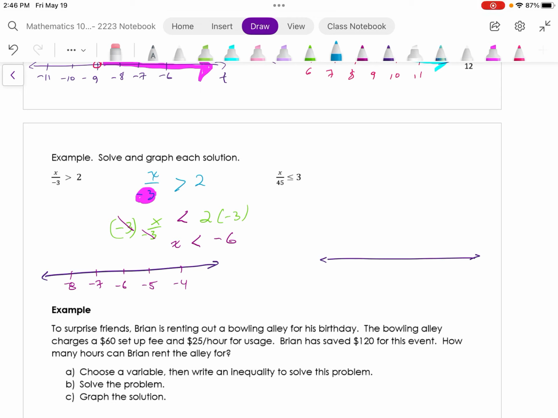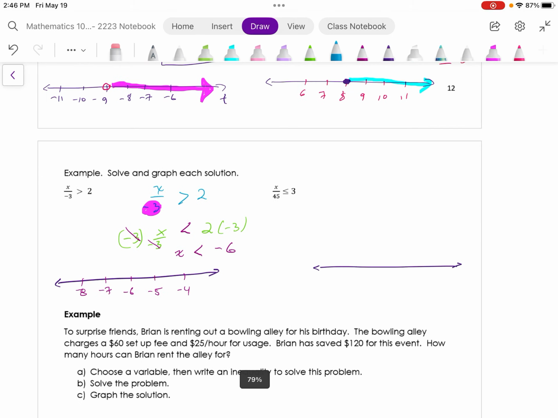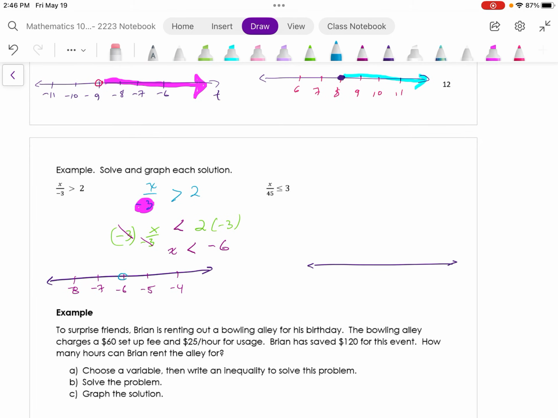So I'm going to graph my solution. Here we are. x is strictly less than negative 6, so there's negative 6. It does not include negative 6, and I'm trying to communicate that. That's why it has a hole. And I highlight everything less than.